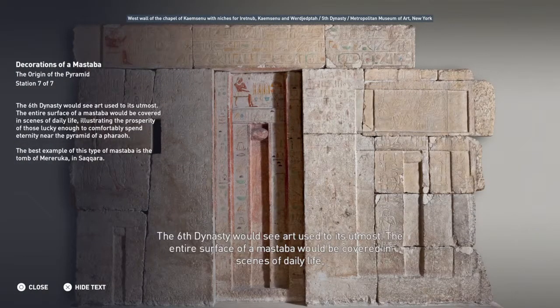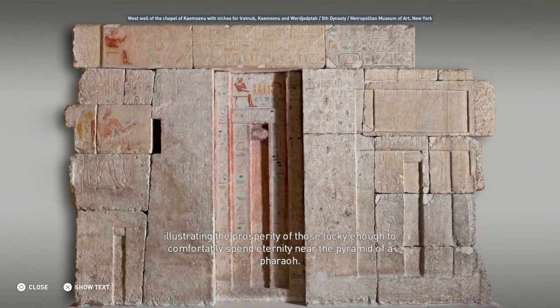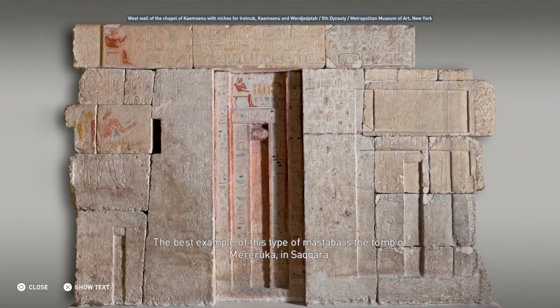The 6th Dynasty would see art used to its utmost. The entire surface of a mastaba would be covered in scenes of daily life, illustrating the prosperity of those lucky enough to comfortably spend eternity near the pyramid of a pharaoh. The best example of this type of mastaba is the tomb of Mereruka in Saqqara.